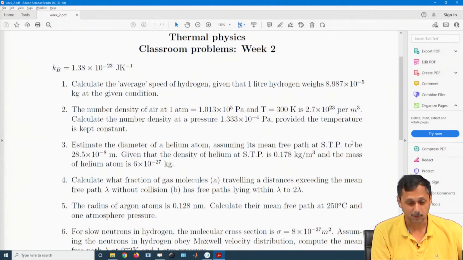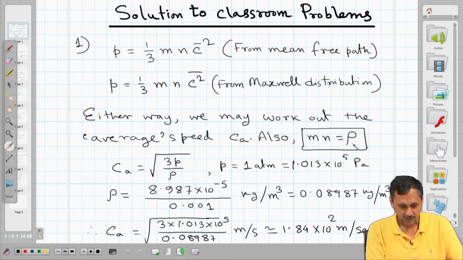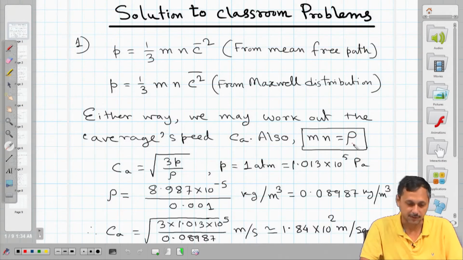Sorry, there is a small mistake here. I will correct it in the final version. It is actually 1 atmosphere. The pressure has to be mentioned. The pressure is 1 atmosphere. Okay. So, under 1 atmosphere pressure, the density is given.